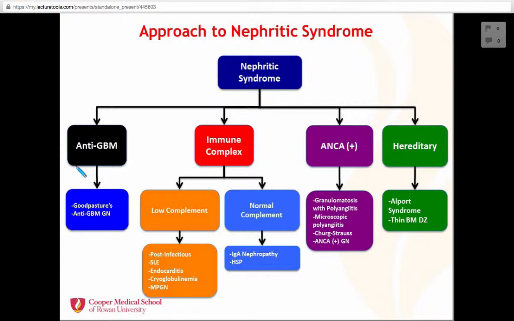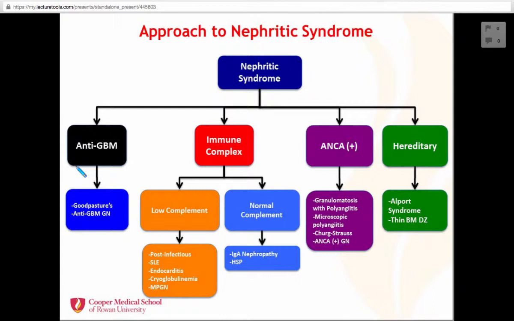Now, we're not going to talk about hereditary today. That's going to be seen more in pediatrics. It seems like it's more acquired. But these are really the 3 big boxes, right? Anti-GBM disease, immune complex mediated disease, or ANCA-associated disease. These are really the 3 major presentations, okay? Or pathologies, we could say, that could be associated with nephritic syndrome.